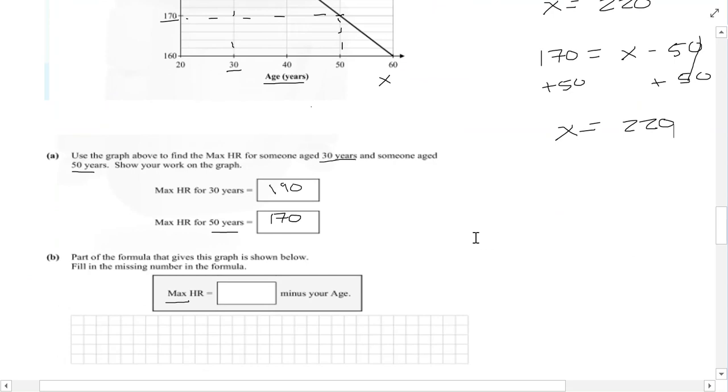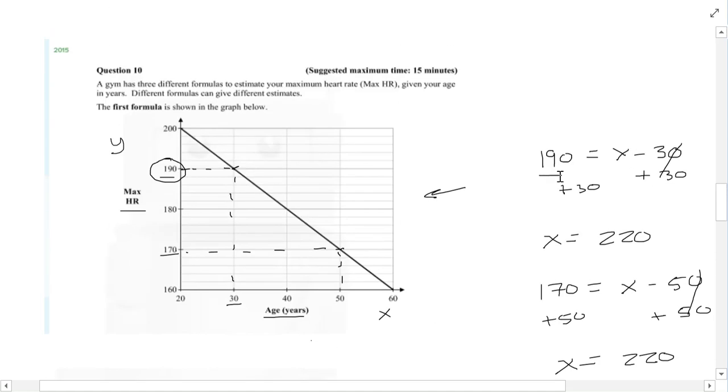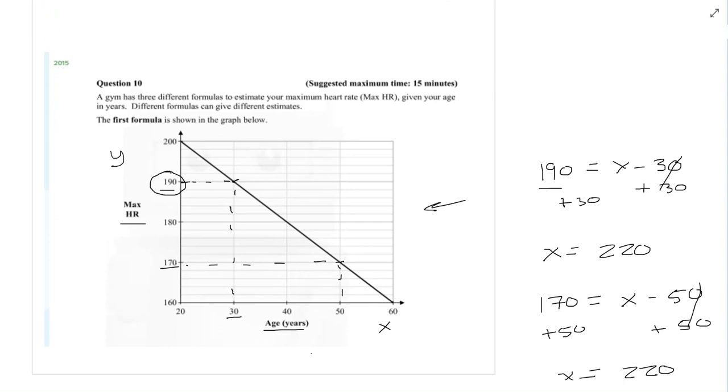Now what we can do is go back down here to this. So what we can say is that part of the formula that's given. So this is part of the formula. So the maximum heart rate is equal to 220 minus your age. Okay, so minus whatever your age is, and you see here we've worked that out in these two examples that we've used.